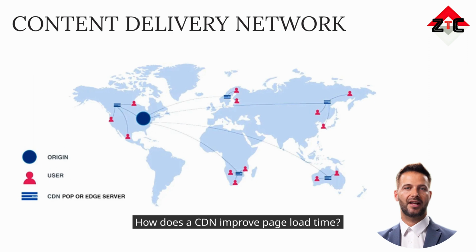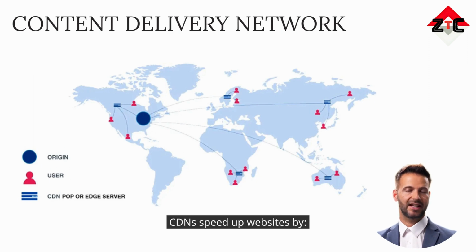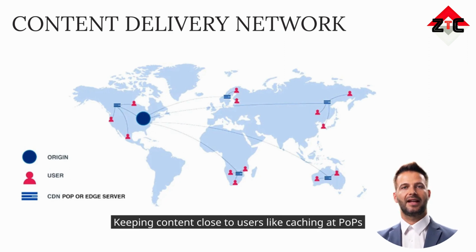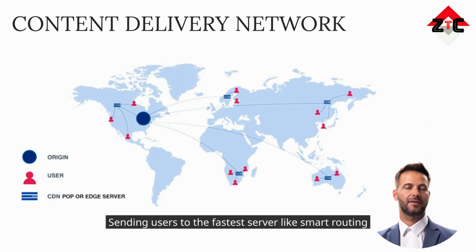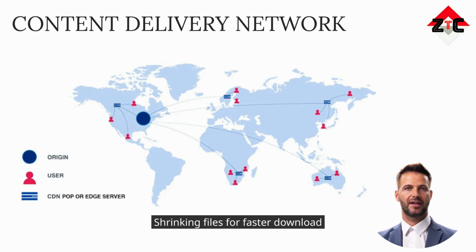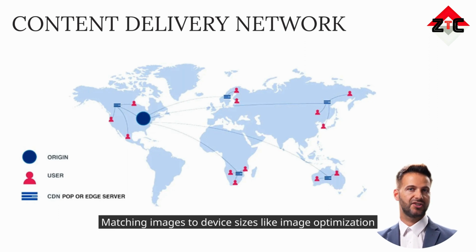How does a CDN improve page load time? CDNs speed up websites by keeping content close to users, like caching. They send users to the fastest server, like smart routing. They shrink files for faster download, and match images to device sizes, like image optimization.